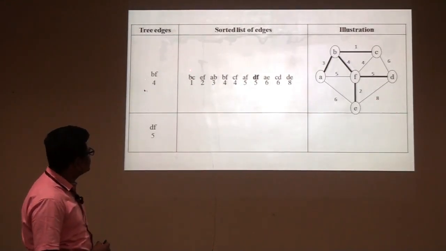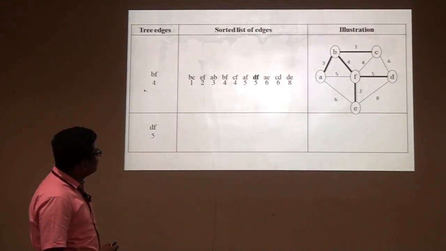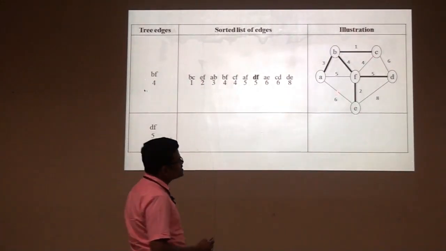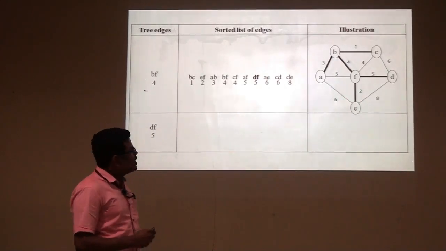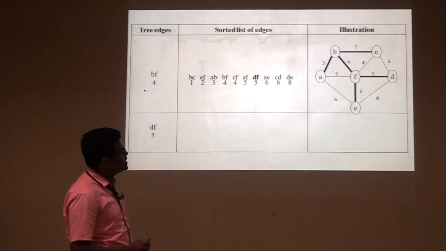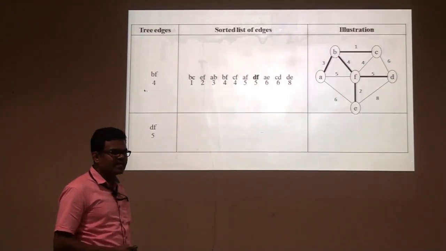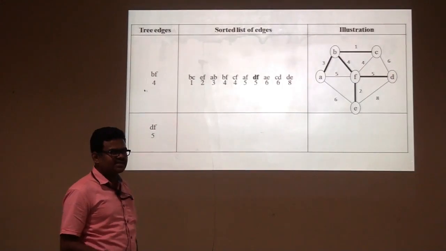So B to F is the next visited edge. After that, when we are connecting, the next minimum cost is C to F. When we connect C to F, it will form a cycle, because we already have connections between B to C and B to F. So we should not take this edge.